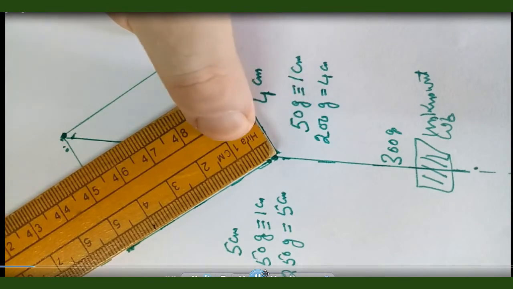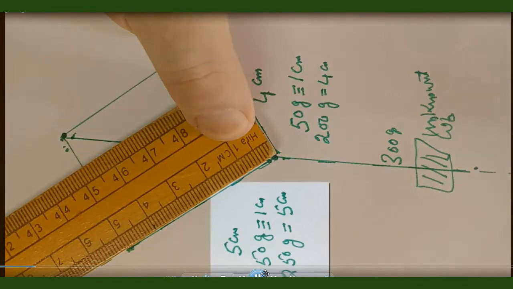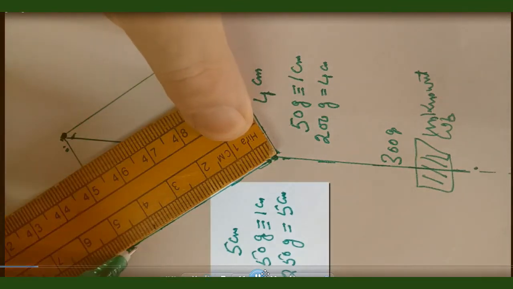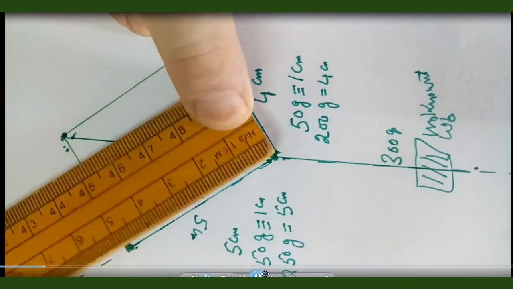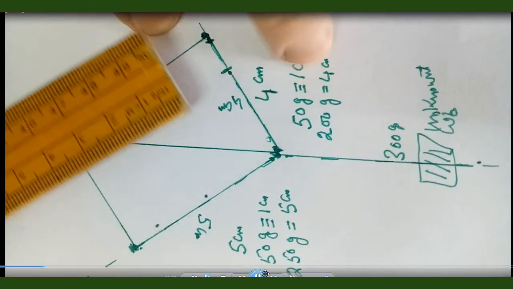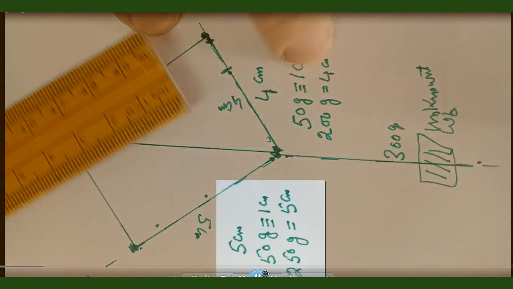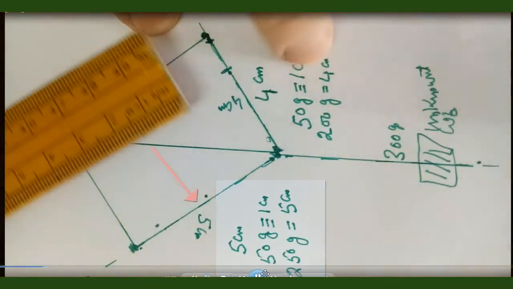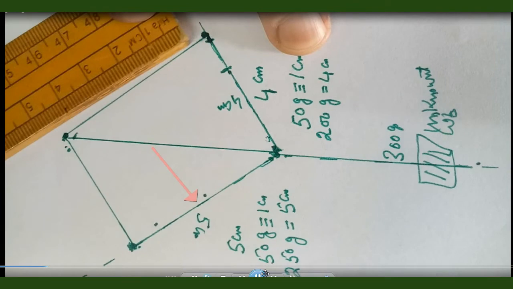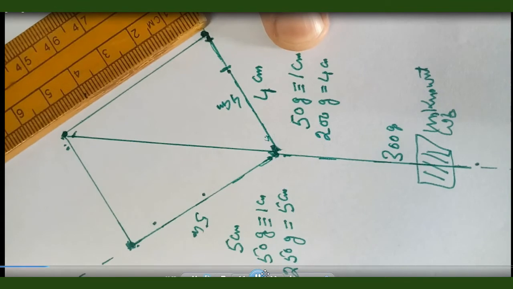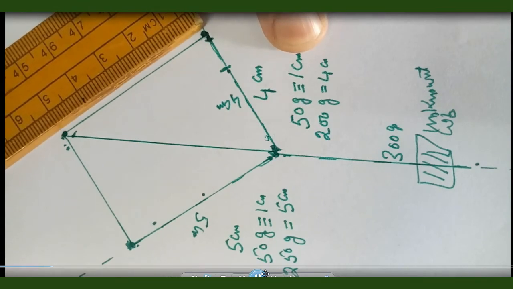Now along this side, the weight was 250 gram. Because 50 gram is 1 centimeter, 250 gram means 5 centimeter. So I cut this length as 5 centimeters.